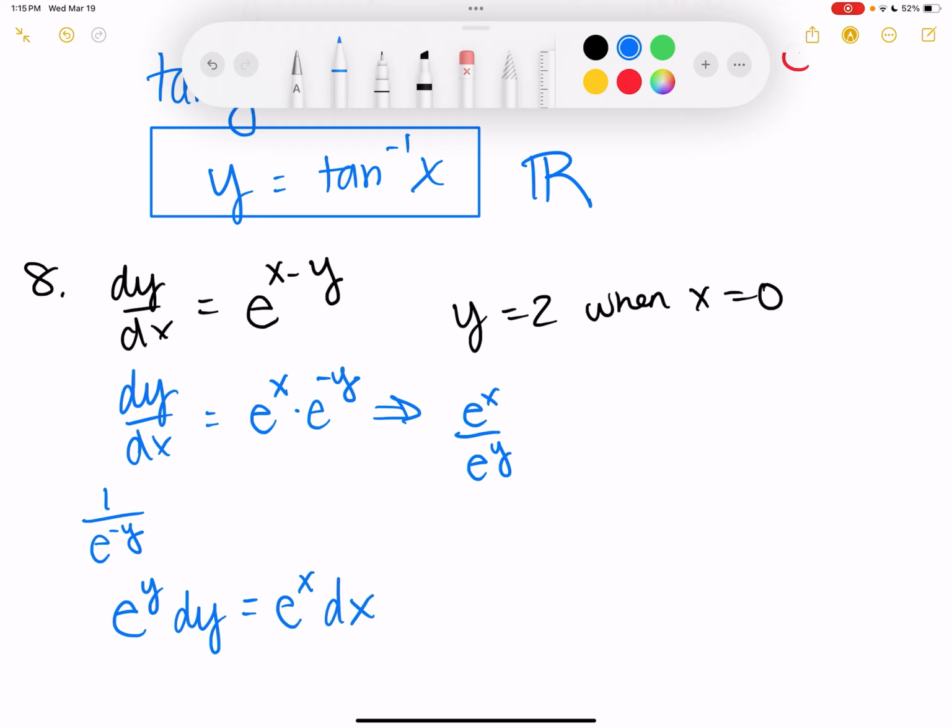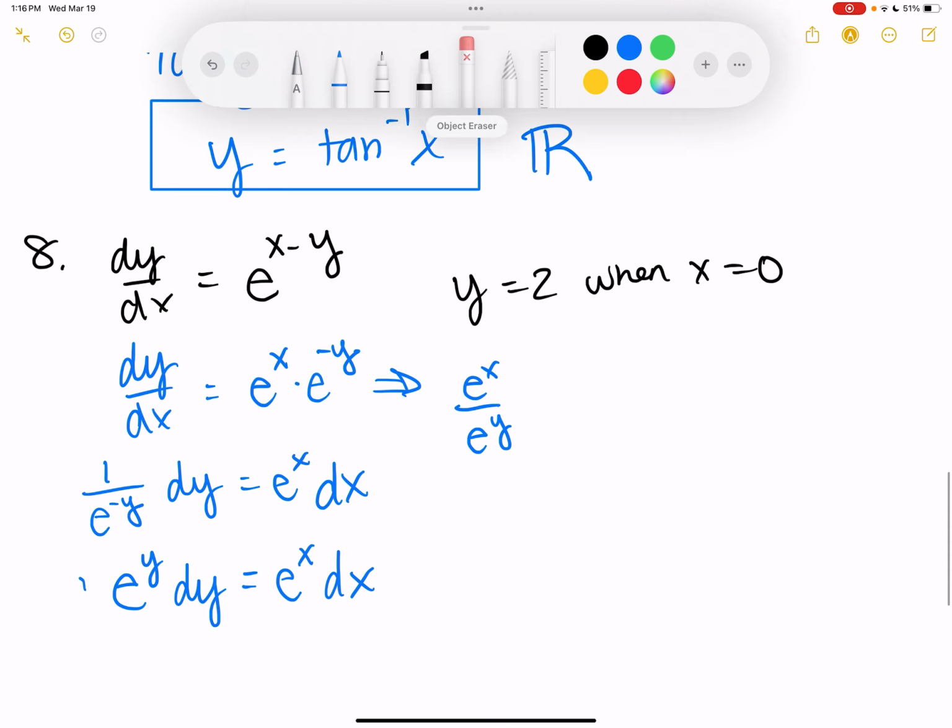Wait, so just so that I have it for reference, it would be 1 over e to the negative y is equal to e to the x times. Oh, yeah. Okay, that makes sense. And then at this point, I would integrate. See if I can do this correctly. What is the antiderivative of e to the y?